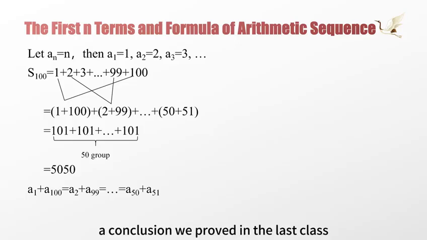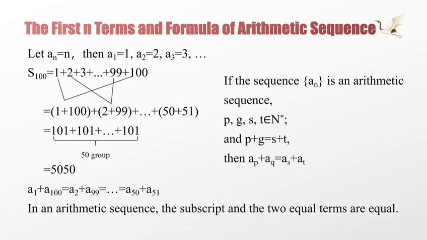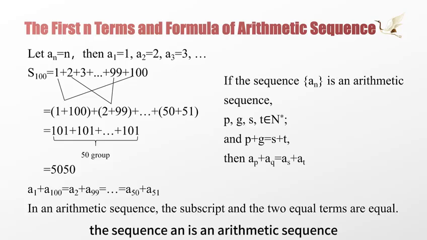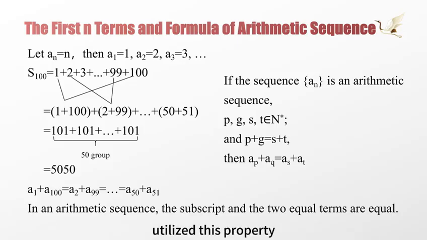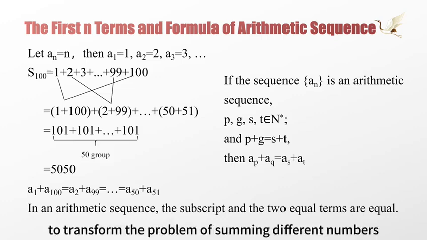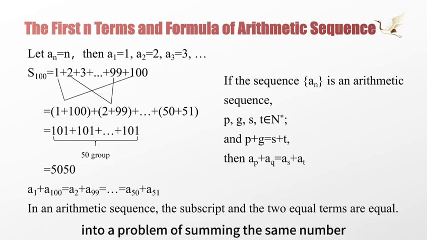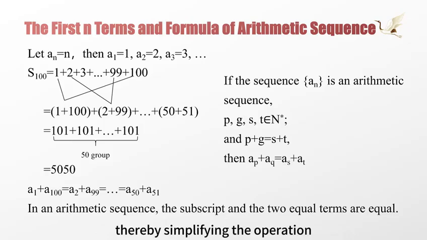If you remember a conclusion we proved in the last class, you know it's not a coincidence. The sequence a_n is an arithmetic sequence, so the sums of two terms with equal subscript sums are equal. Gauss cleverly utilized this property to transform the problem of summing different numbers into a problem of summing the same number, thereby simplifying the operation.